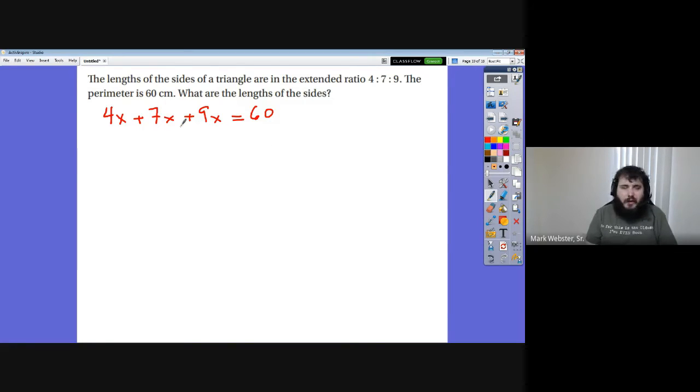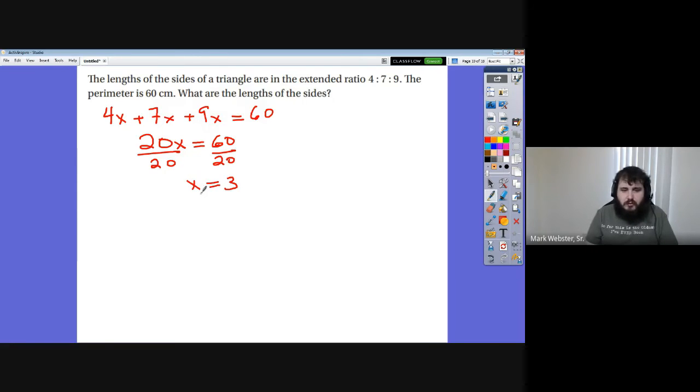So let's combine our like terms. 4, 7, and 9. 4 plus 7 is 11. 11 plus 9 is 20. So we got 20x equals 60. Divide by 20 to give us 3, right?